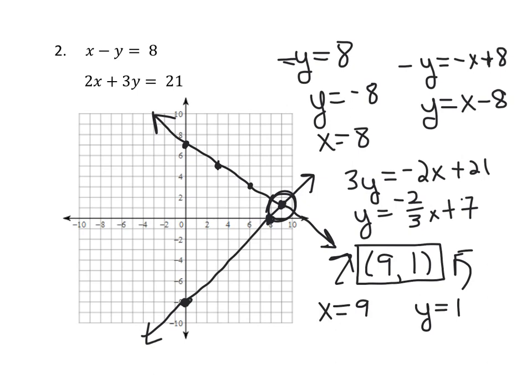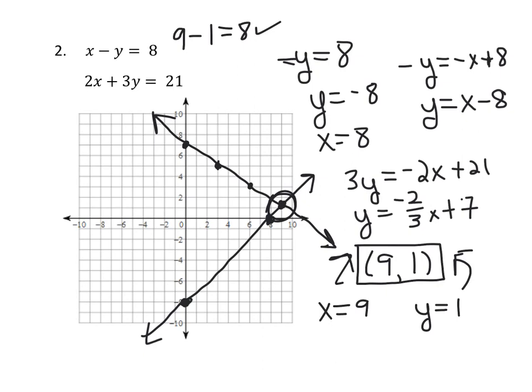So if I take that point and I plug it back in to my two equations, I should get a statement that's true. So if I make x 9 and I make y 1, I should get 8. And indeed, I do get 8. So you always also want to check and make sure that your solutions actually are solutions.